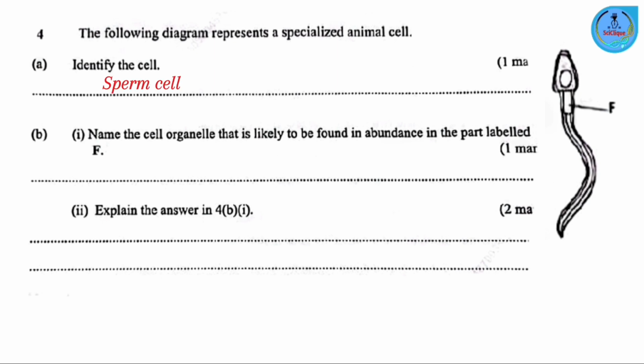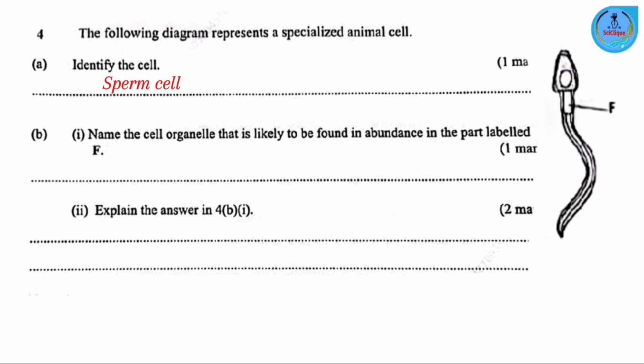Part B, Roman 1. Name the cell organelle that is likely to be found in abundance in the part labeled F. So essentially, they are asking us in the part labeled F, which organelle would be plenty? Now, this organelle will be tied to the function of the sperm cell. What is the function of the sperm cell? It needs to fertilize the egg cell.